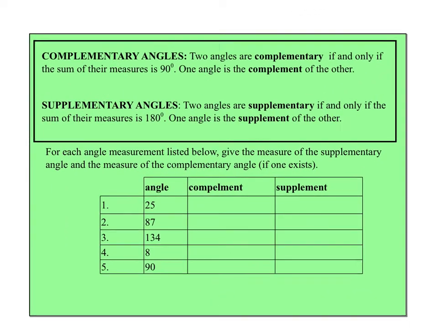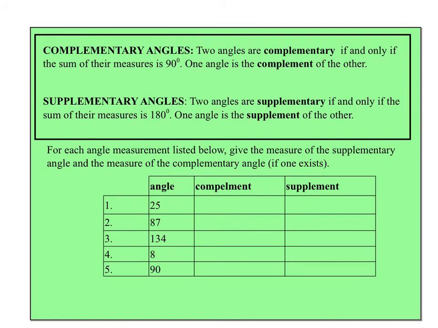All right, so two ideas for angles: complementary angles add up to 90 degrees, supplementary angles add up to 180 degrees. Two angles are complementary if and only if the sum of their measures is 90 degrees. One angle is called the complement to the other.